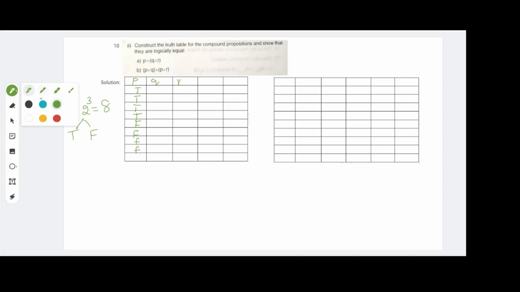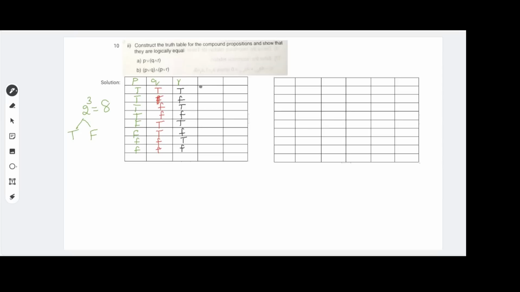Then for Q it will be 2 times T, 2 times F, TTFF. Then for the last one, R, it will be 1 time T, 1 time F: TF, TF, TF, TF. So it is 4 and 4, then 2, 2, 2, then 1, 1, 1.